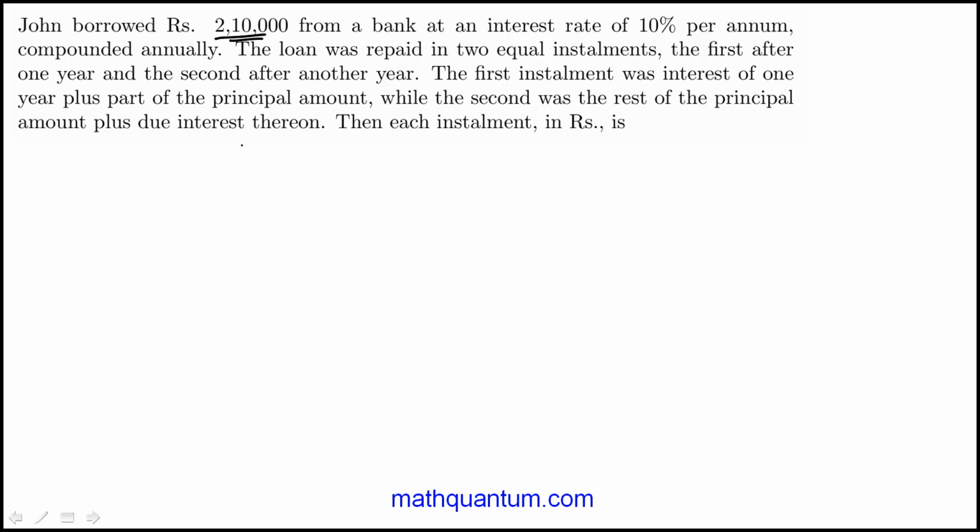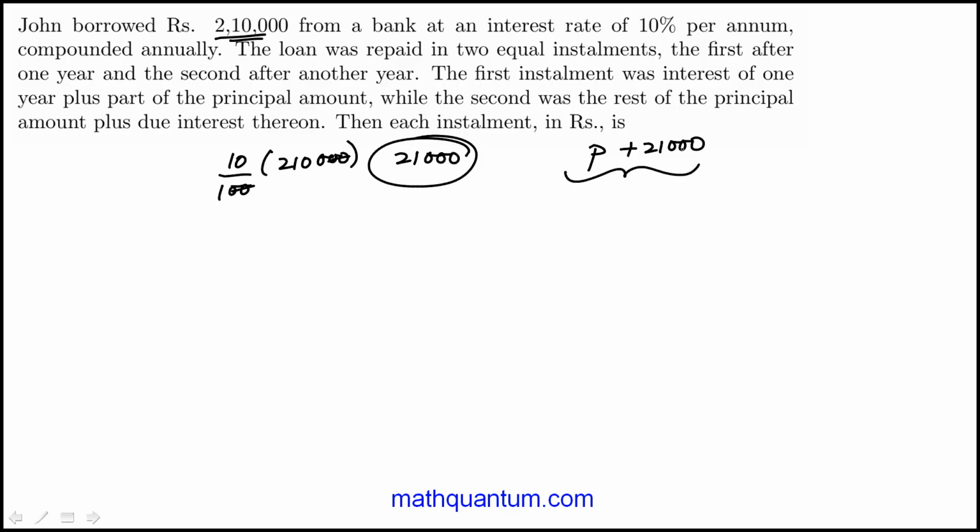So here the interest in the first year would be 10% of that initial principal. And that would be 2 zeros, and then that would be 21,000 rupees. Now we're paying a part of the principal here. So let's say we paid P towards the principal. So the total amount you need to pay is principal plus the interest. And that needs to be the same for both years, both first and second years.